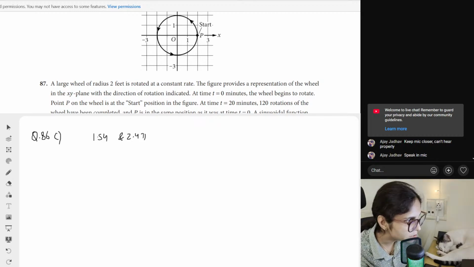At time t equals 20 minutes, 120 rotations of the wheel have been completed and P is in the same position as it was at time t equals 0. A sinusoidal function is used to model the y-coordinate of the position of P as a function of time. Which of the following is an appropriate model?